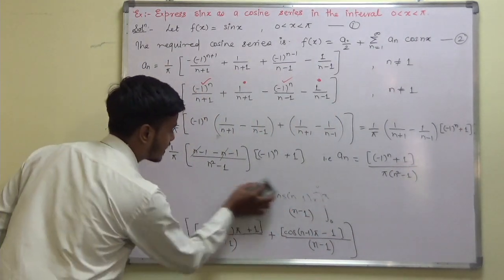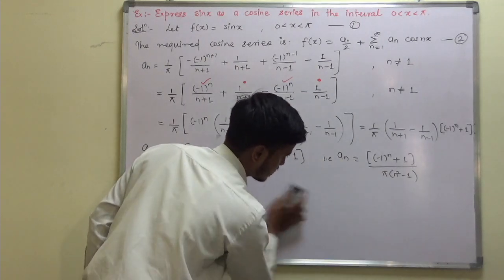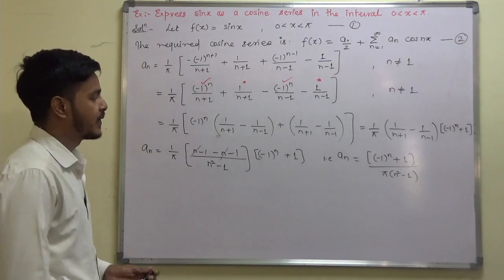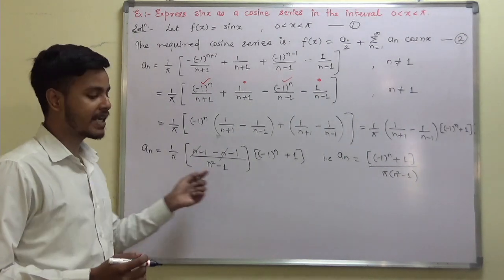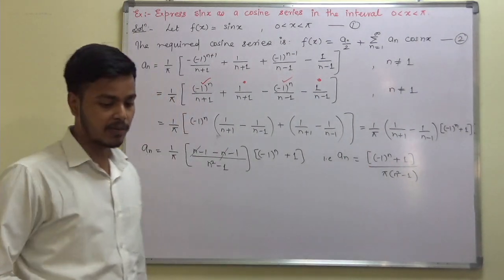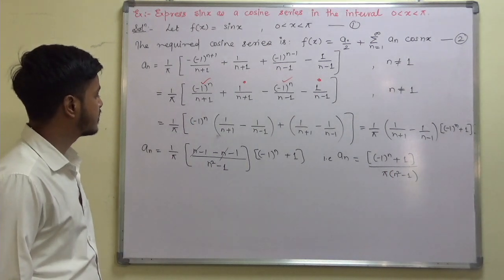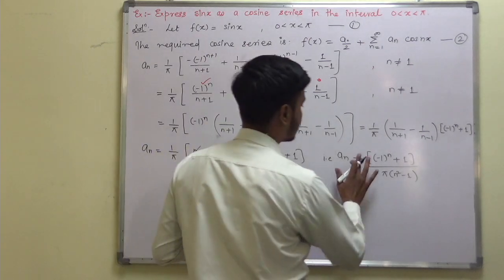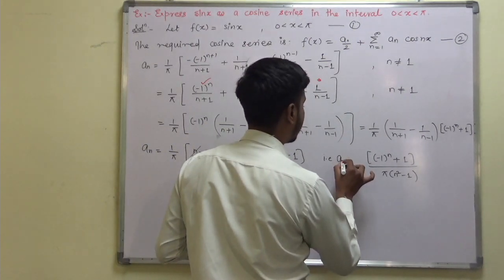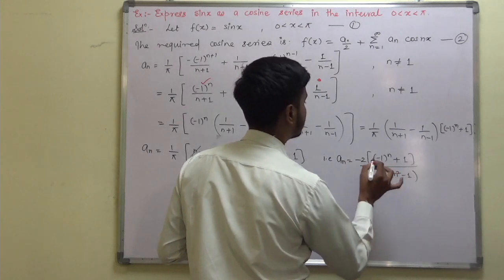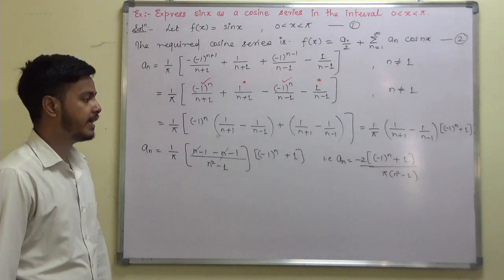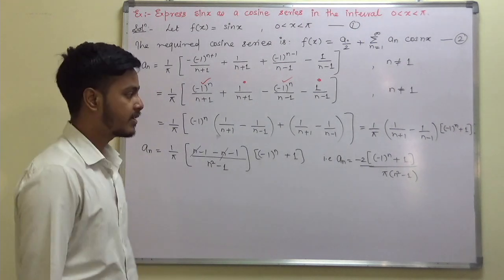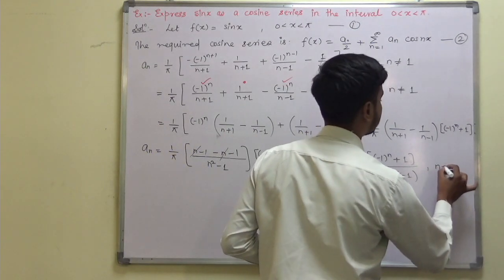I hope this an is correct, because this an is equal to minus 1 to the power n plus 1 upon minus 2. Yeah, minus 1, minus 1, minus 2. So here we can write an is equal to minus 2 into this upon pi into n squared minus 1. Here n not equal to 1.